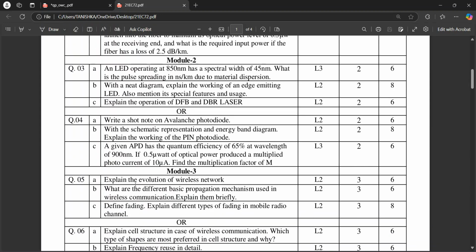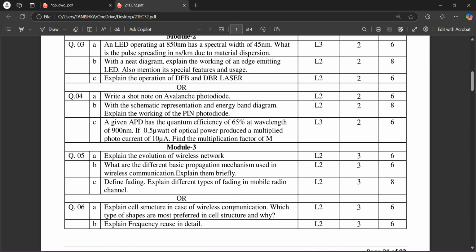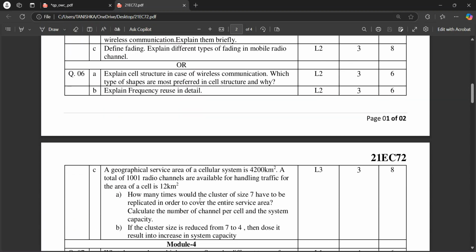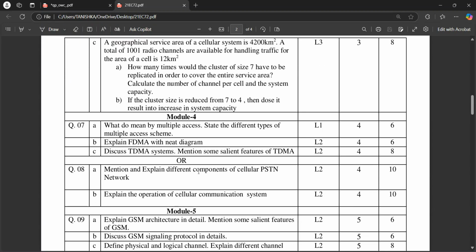Then in module 3, explain the evolution of wireless networks and what are the different basic propagation mechanisms used in wireless communication. Explain them. Define fading and explain different types of fading in a mobile radio channel. Explain the cell structure in case of wireless communication. Which type of shapes are most preferred in cell structure and why. Explain frequency reuse in detail. Then one numerical problem.